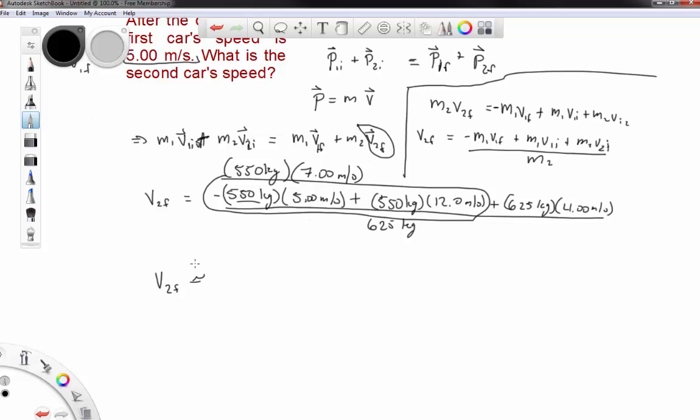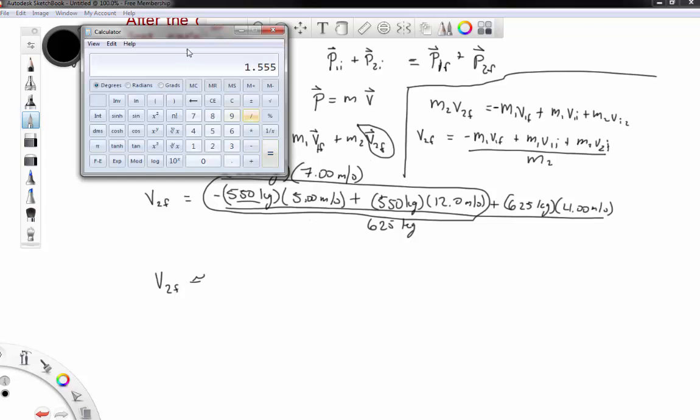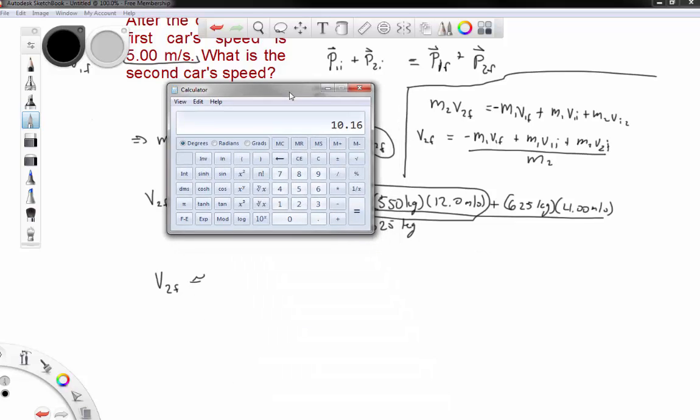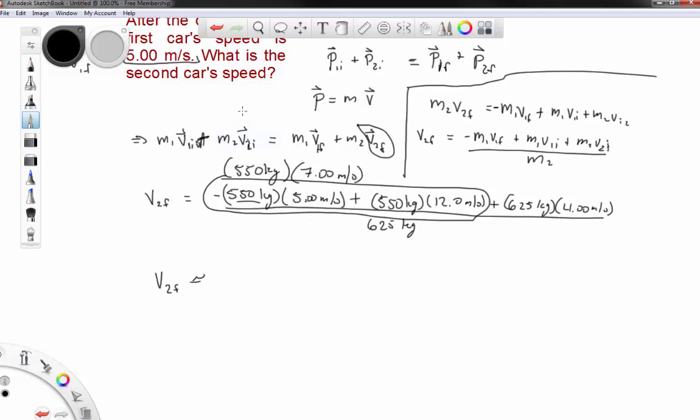So v2 final is going to be given by 550 times 7 plus 625 times 4, and all that's got to be divided by 625. So we get a final speed of 10.16 meters per second. So let's go ahead and round it off to 10.2 meters per second. So that is what the final speed of this other car should be.